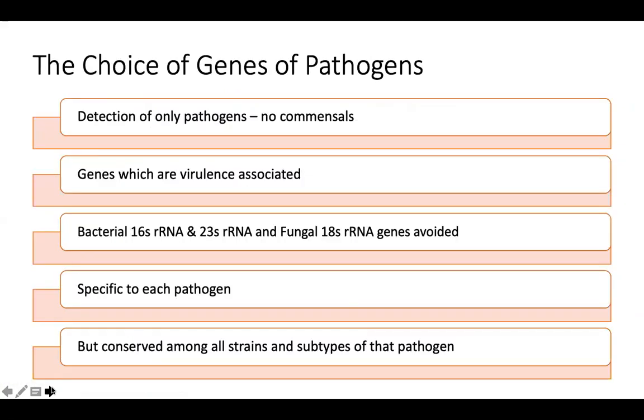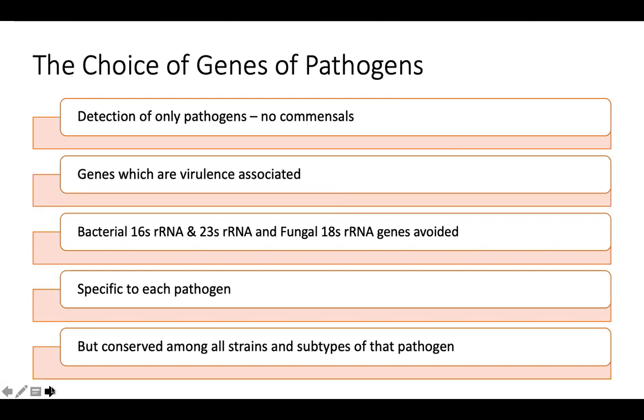Now, there are some unique features of this massive multiplex that we do. One is we detect only pathogens, no commensals. For this, we have chosen genes which are virulence associated or markers of virulence or pathogenesis in these pathogens. For example, among bacteria, we don't look at 16S ribosomal RNA or 23S ribosomal RNA, and fungal 18S RNA genes are avoided in this case. So each gene is specific to one pathogen, but it is conserved among all strains.